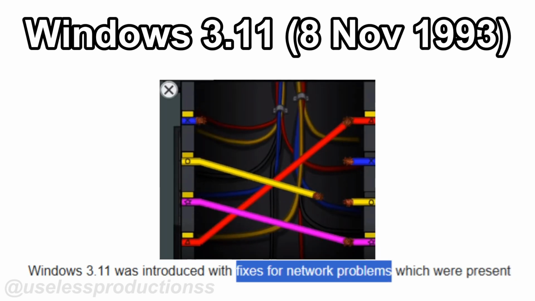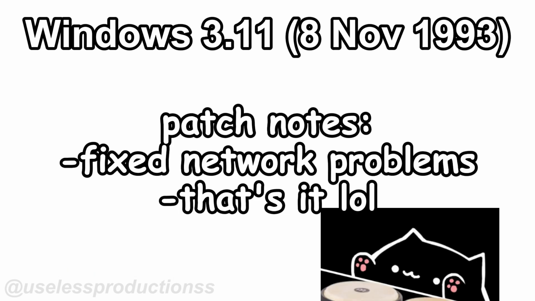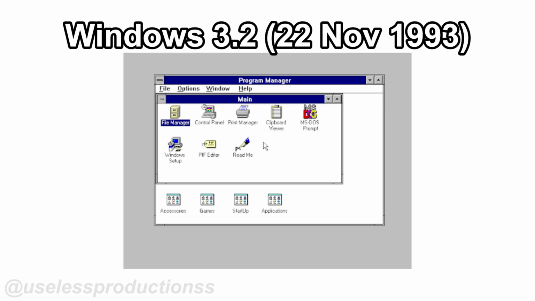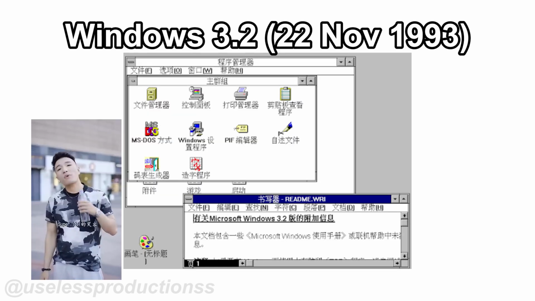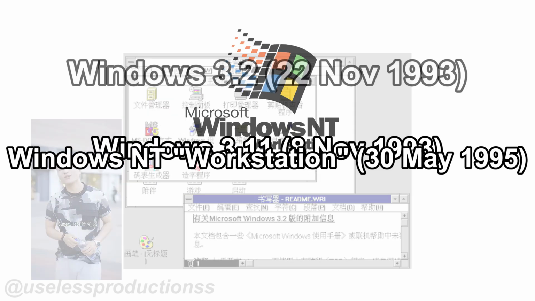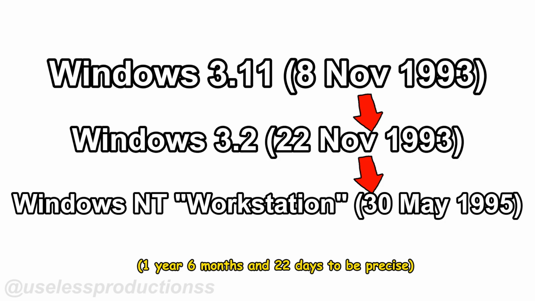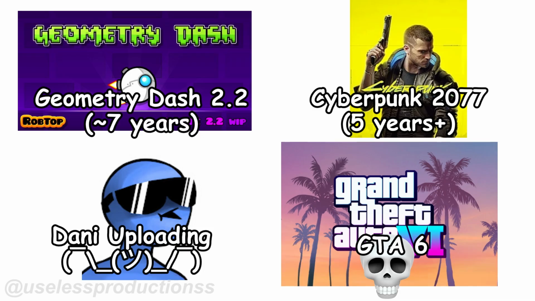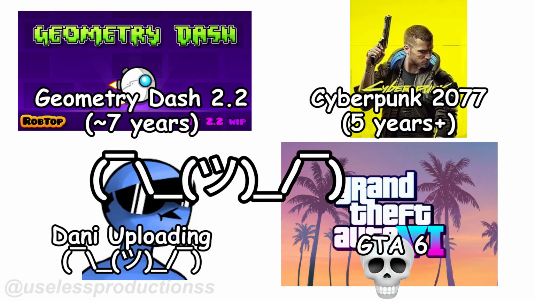Yeah, that's really it, but to be fair, it's just a minor update. Windows 3.2, which is just Windows 3.1, but Chinese. And Windows NT Workstation, all of them releasing in the span of 1.5 years. When will new updates and stuff be released this quickly again? I guess we'll never know.